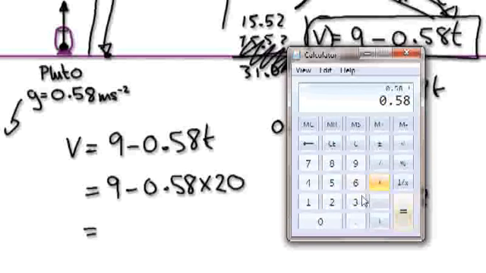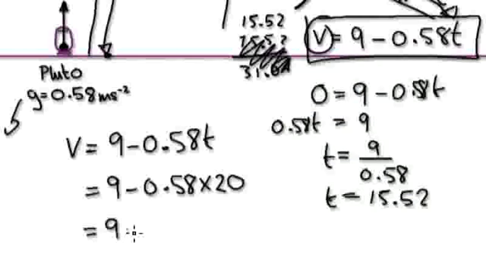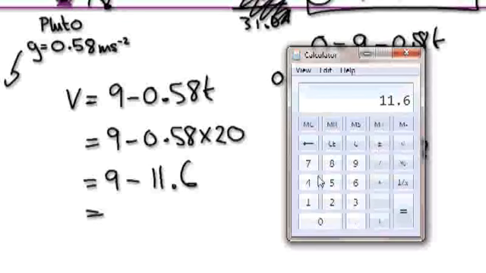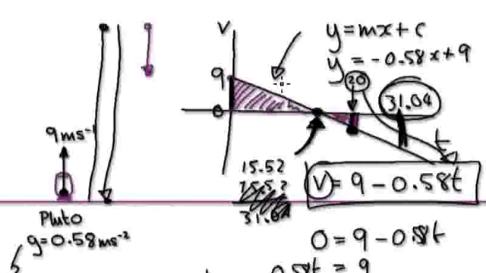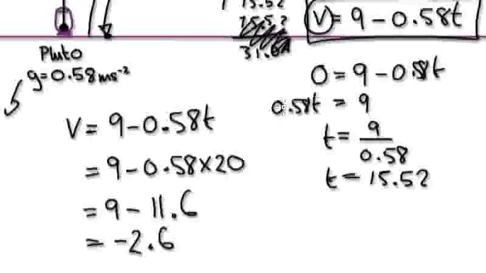0.58 times 20 equals 11.6. So 9 take away 11.6. That will equal, clear. 9 take away 11.6 equals negative 2.6. Okay, so this height here is 2.6. So I'm just going to get this height plus this height divided by 2 and then times 20. That will give me the sum of the two areas.